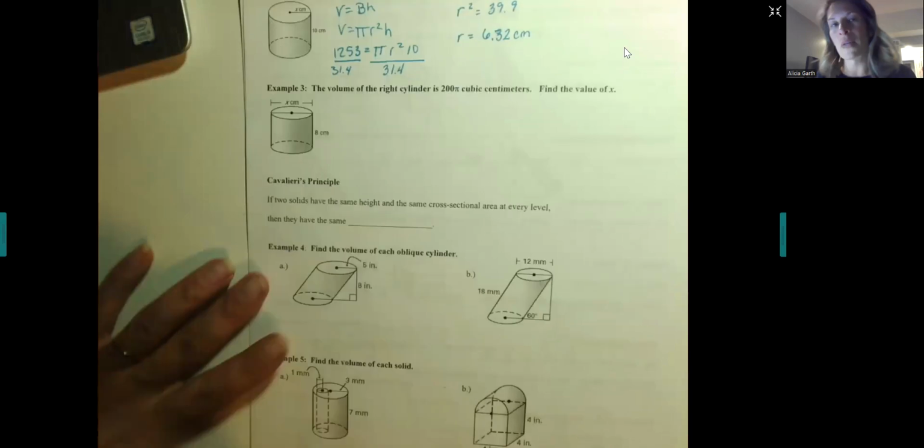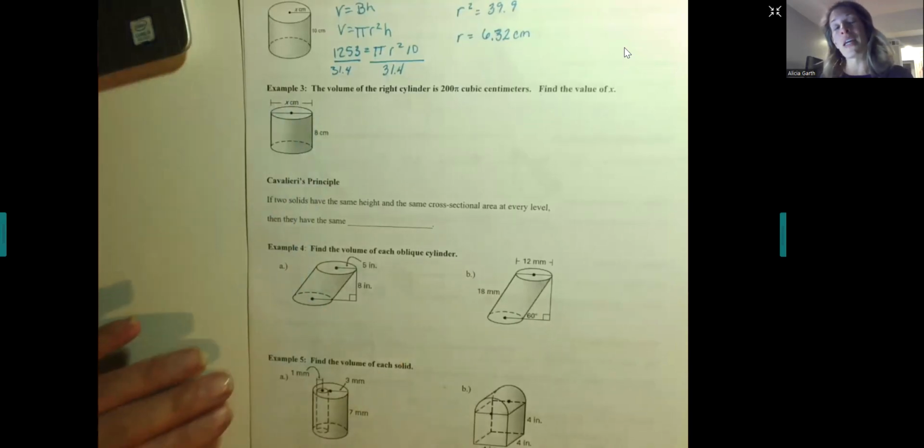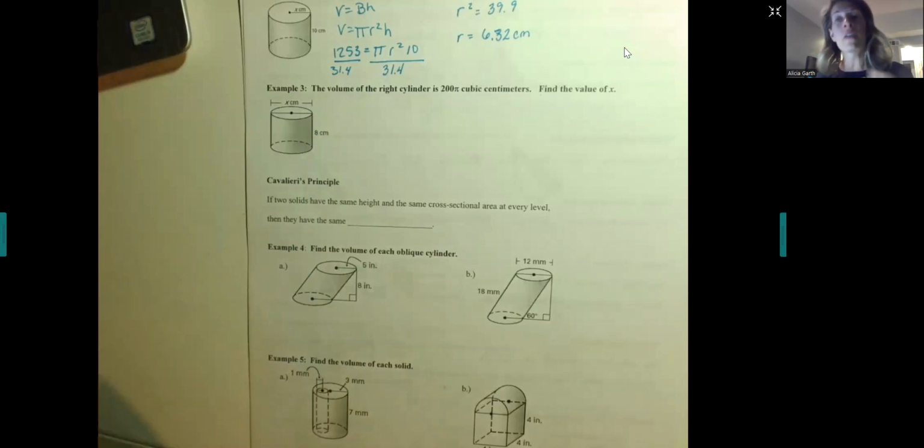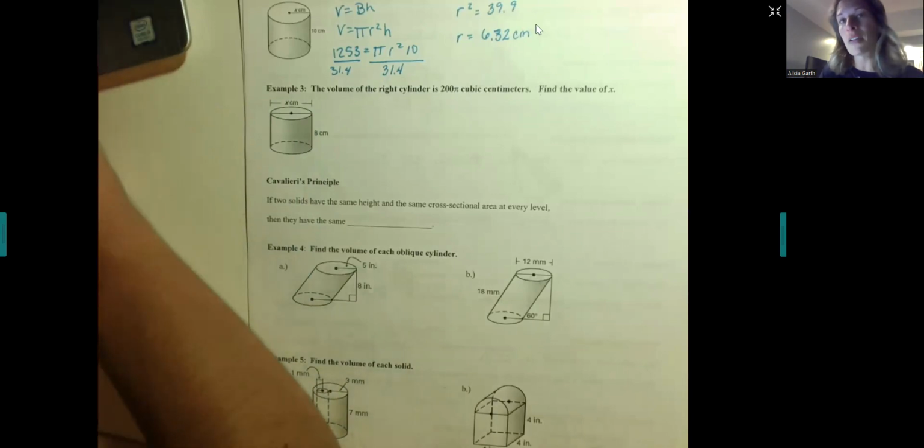You guys are going to do the next one. Notice that the next one, we are looking for the diameter, not the radius. You're going to push pause. You're going to work on example 3, and then we're going to come back and you're going to check your answer against mine.